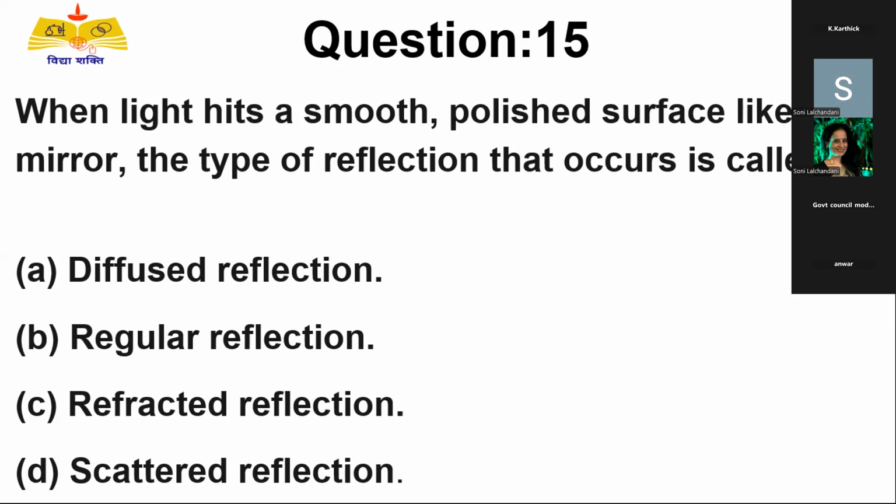The 15th question is, when light hits a smooth polished surface like a mirror, the type of reflection that occurs is called A. Diffuse reflection, B. Regular reflection, C. Refracted reflection, or the D option, scattered reflection.